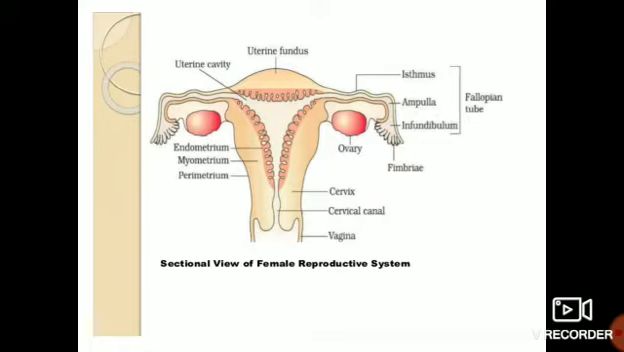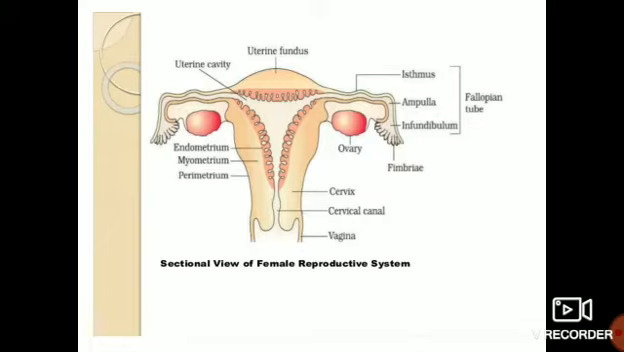As we have discussed previously in 11th class, at the ampullary isthmic junction, the fertilization or the fusion of the male and the female gamete takes place. Somewhere at the junction of the ampulla and isthmus. So the ampullary isthmic junction of the fallopian tube is the place where the fusion of the male and the female gamete takes place. Now these finger-like projections you will be seeing over here are called fimbriae. This is the ovary. Now we will be seeing the uterus walls: endometrium, then myometrium is the middle one, and perimetrium is the outer one. This is cervix, cervical canal, and vagina.